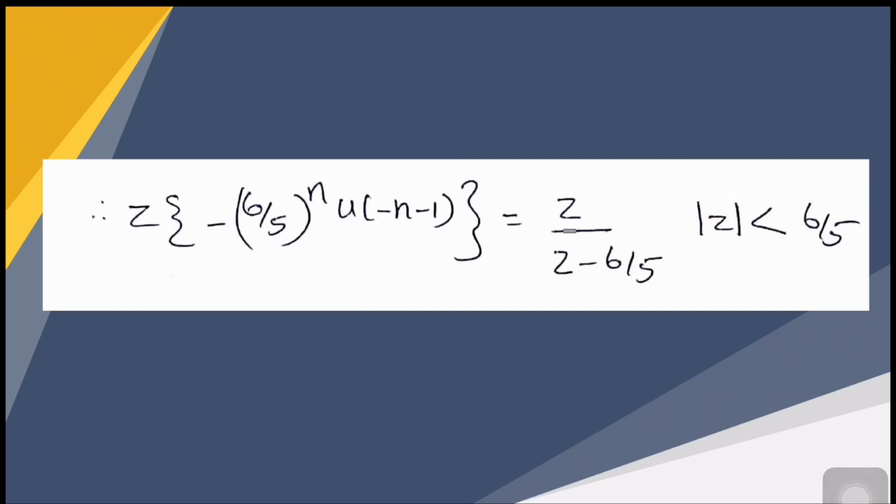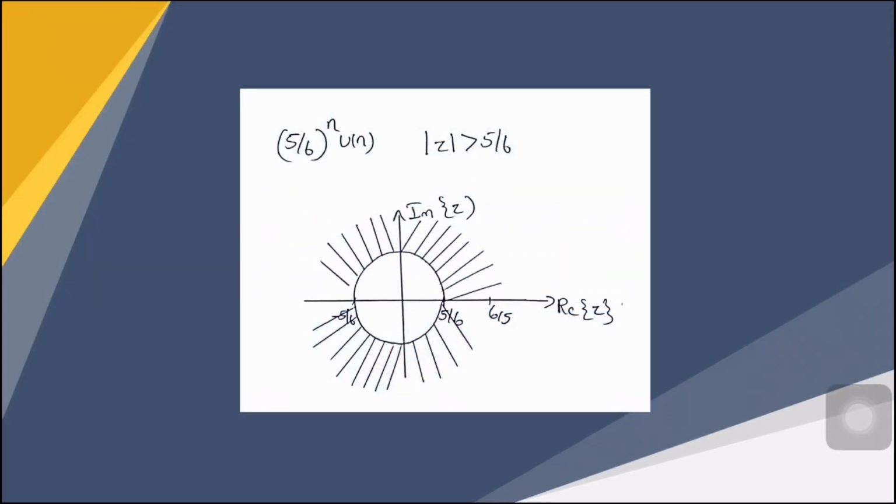Next, we are going to plot these two ROCs. Let us first concentrate on x1[n], that is (5/6)^n u[n]. Its ROC is already obtained as mod z greater than 5/6. How can we plot this ROC? In fact, mod z greater than 5/6 represents the area outside the circle of radius 5/6 in the z plane. You can see it here. The shaded region represents the ROC of x1[n].